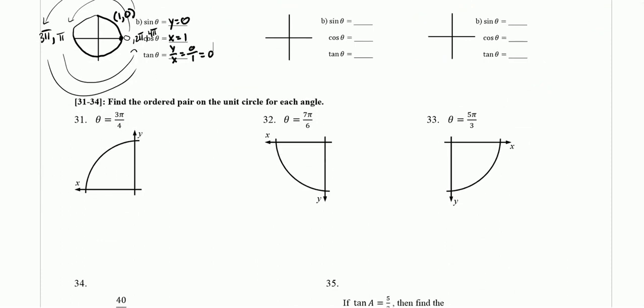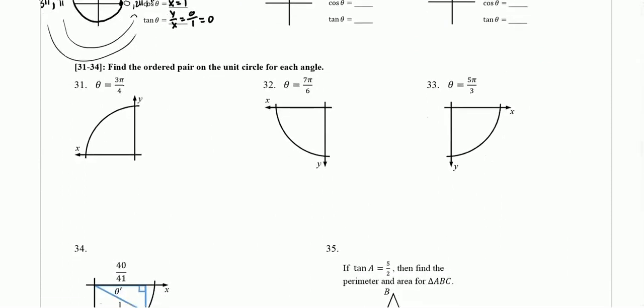Let's look at the next set of problems. 31 to 34, you're to find the ordered pair on the unit circle for each angle. So 3 pi over 4, think about where that is. Here's 0, here's pi, which is 4 pi over 4. So 3 pi over 4 is located in quadrant 2.